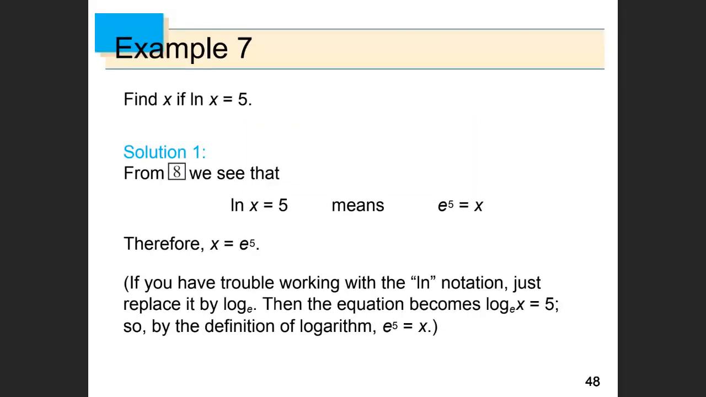Okay, they say find x if ln of x equals 5. So ln of x equals 5 means that e to the power 5 is just equal to x. So x is just e to the power 5. This one is very straightforward and easy.